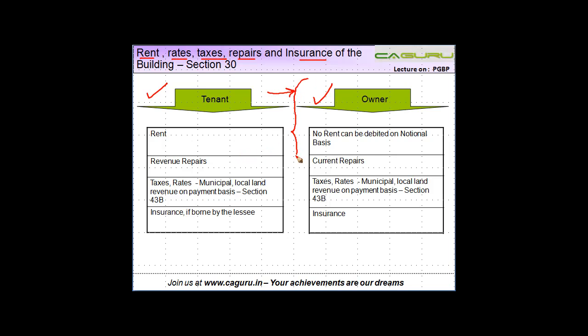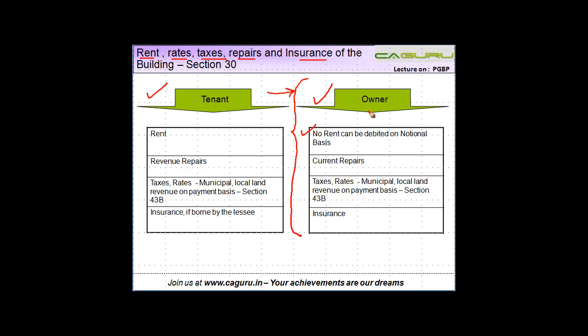So think of it as an owner. What would happen? When I am an owner, I would have incurred the cost of such building to buy it out. But can I lease a building to myself? The answer is no. Therefore, no rent can be debited on notional basis.